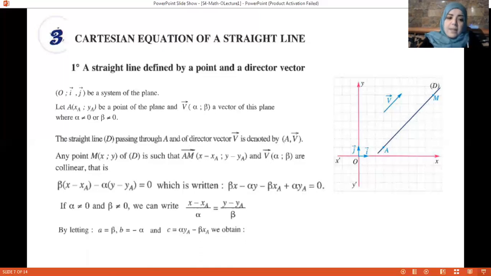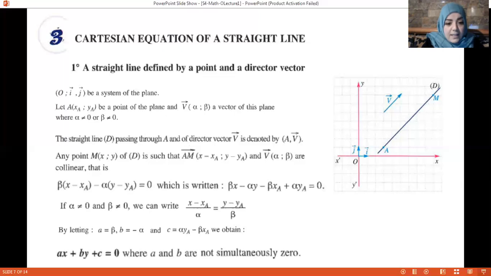Then, instead of having beta, I'm going to name it A. Instead of having minus alpha, I'm going to name it B. So I'm just giving them symbols. You will get the Cartesian form, which is AX plus BY plus C equals 0. So this is the Cartesian reduced form of a straight line. And you have to know that the directing vector in this case is (minus b, a). What's b and what's a? B is the coefficient of y, and a is the coefficient of x.